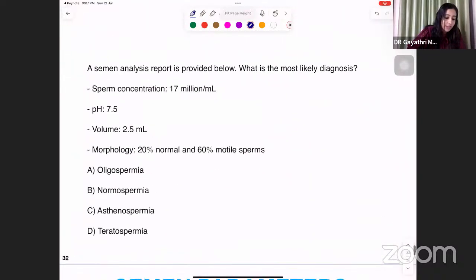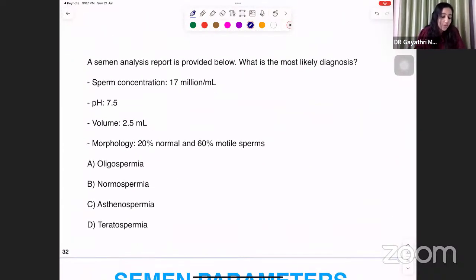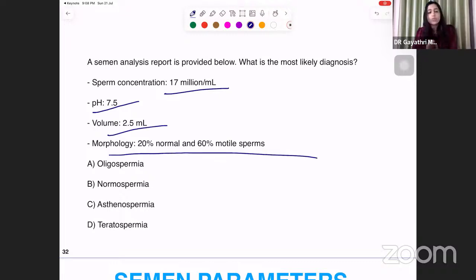Yes, coming to the final question. A semen analysis is shown here, and what is the most likely diagnosis? So what do you see? Various semen parameters: sperm concentration 17, pH 7.5, volume 2.5, morphology is also given.